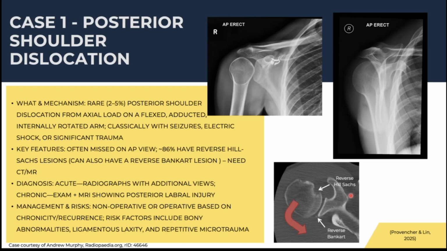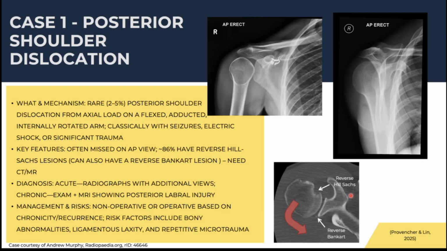So with regards to management, you've got non-operative or operative, and that's very based on how chronic the dislocations are. So whether there's somebody who frequently dislocates their shoulder, is dependent on the risk factors. So any bony abnormalities that they may have as well. Ligamentous laxity, so if it's a patient who has, say, Ehlers-Danlos, frequent dislocations, and if there's been repetitive microtrauma as well. So it's very dependent on the patient themselves as to how we manage it.